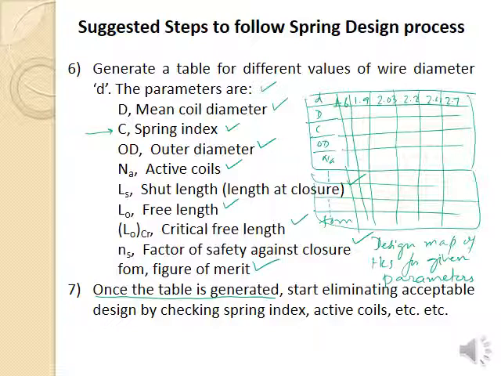I'll say, okay, suppose this one violates, this one violates, it's a hypothetical case. For OD, there is a limit, so maybe these two are not possible. Number of active coils, maybe this is not possible. The FOM, maybe these are not possible. Then I'll be left with very few choices from which I have to make a decision, and I will select that one as my final design.